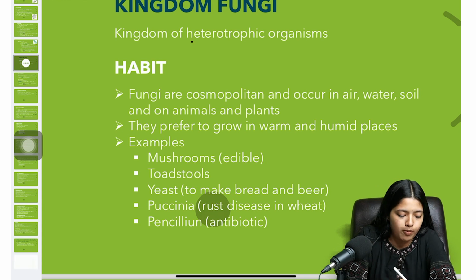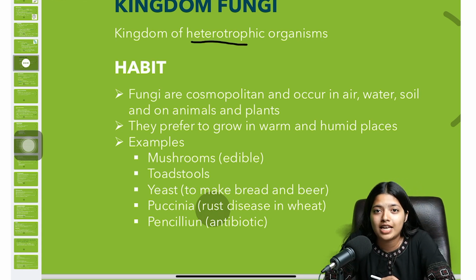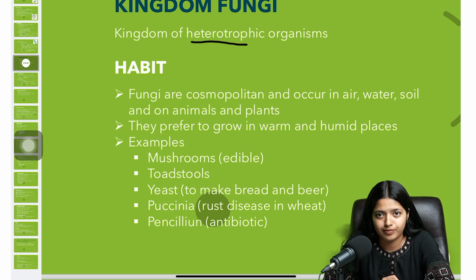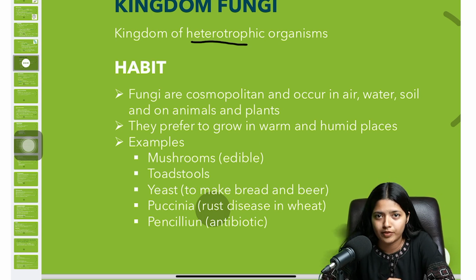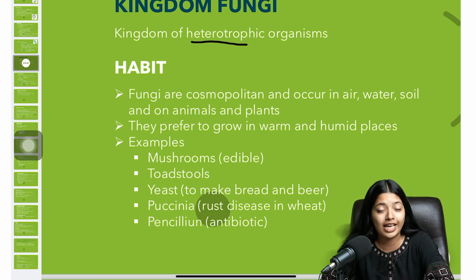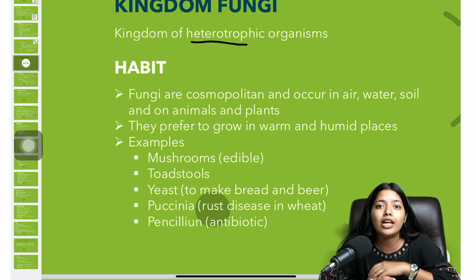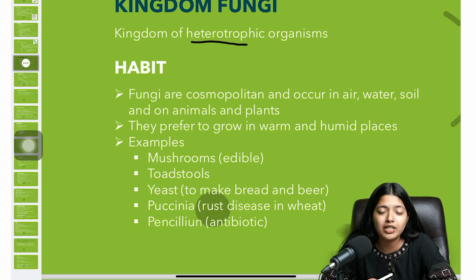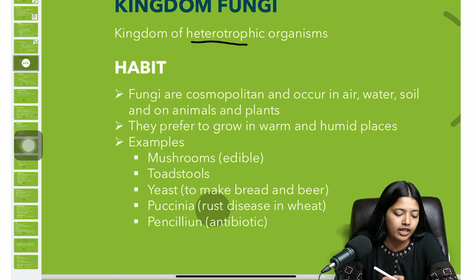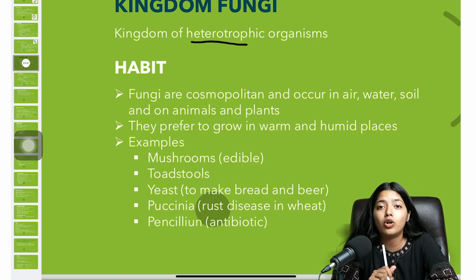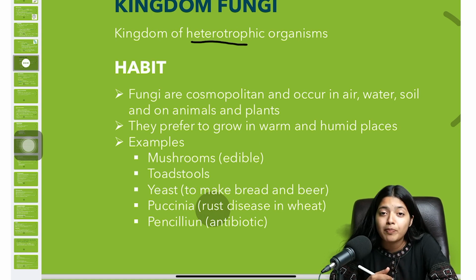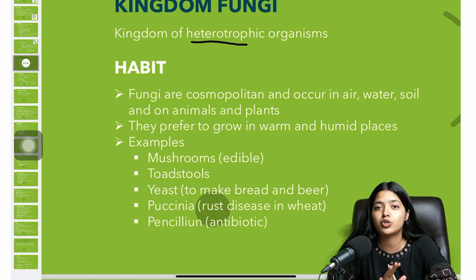So what was heterotrophic? Heterotrophic means organisms that depend on other organisms for food, for energy. Like for example, we are depending on plants and animals for food, right? But what about plants? Do they depend on other organisms for food? No, they have the ability to produce food by themselves. So they are autotrophs and we are heterotrophs. So organisms that depend on other organisms for food are called heterotrophic organisms, and organisms that do not need to depend on other organisms, or can prepare food by themselves, are called autotrophic organisms.